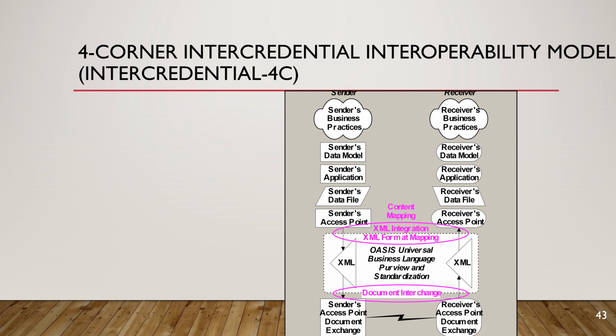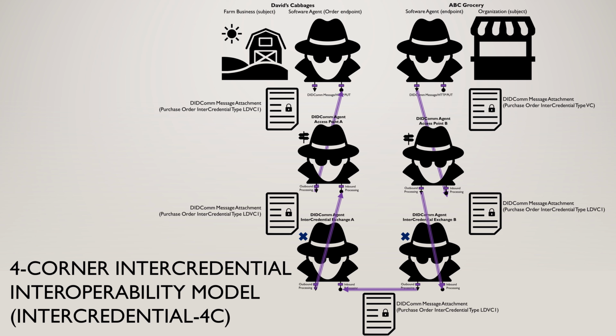Let's start to make this look like a DIDCOMM ARM-based solution, a Web 7.0 solution. So if we take this standard model of the diagram of the four-corner InterCredential interoperability model, and we use a series of DIDCOMM agents to represent the senders and the receivers. In this case, the senders are on the right-hand side, as is our convention in Web 7.0, and the receivers are on the left-hand side.